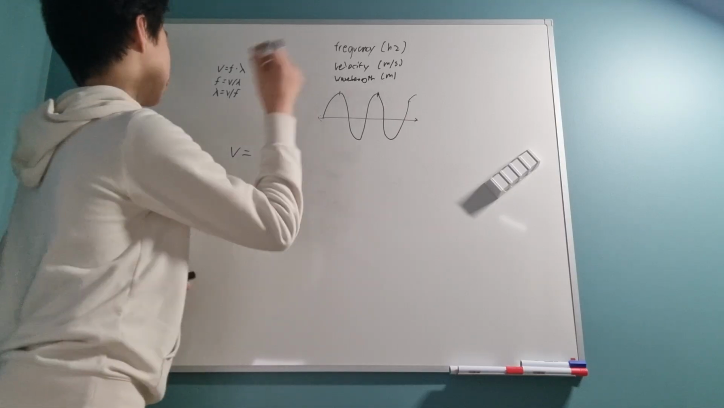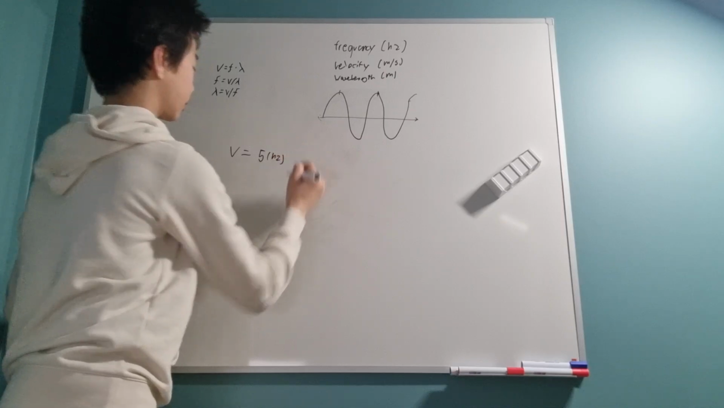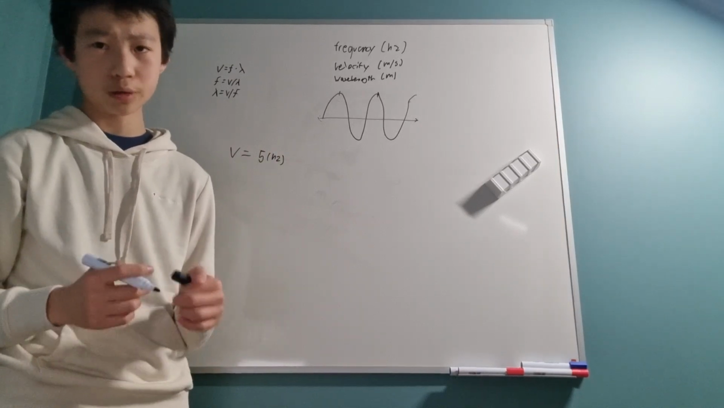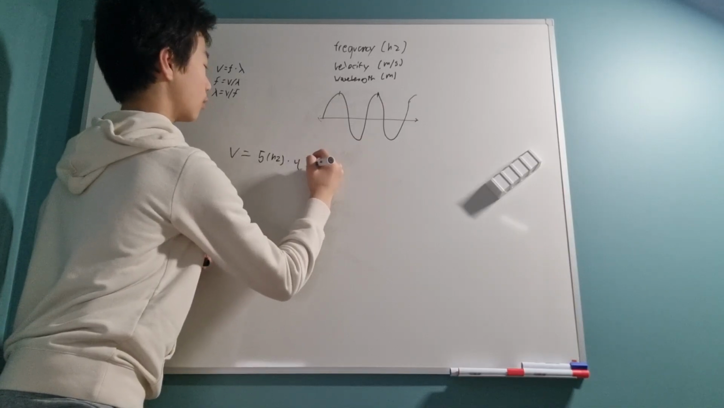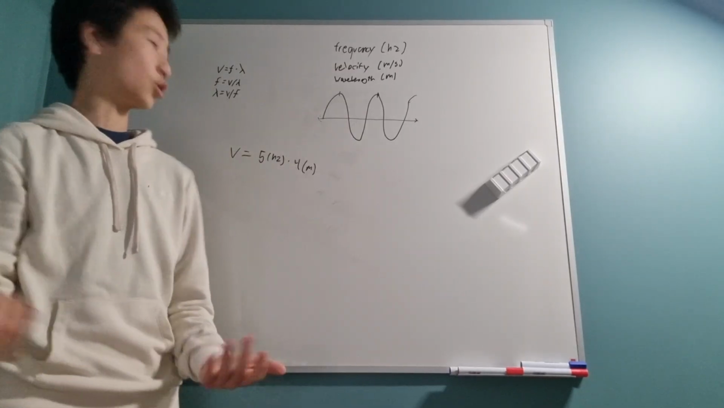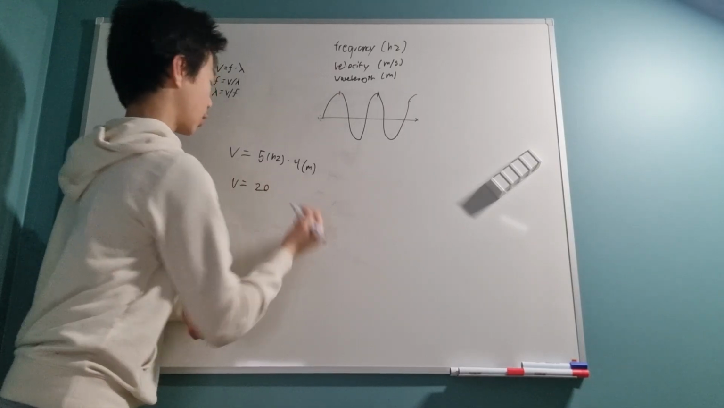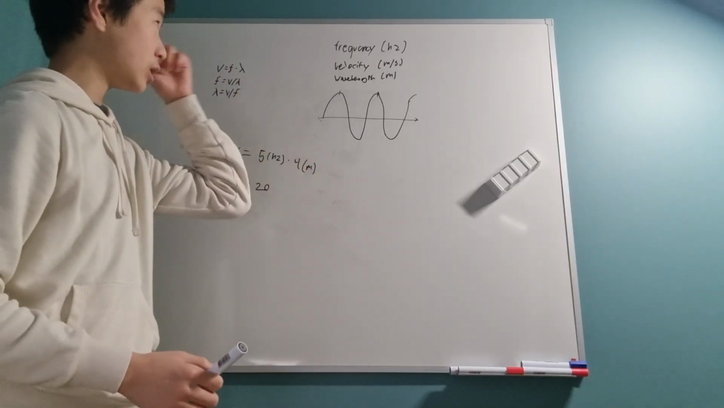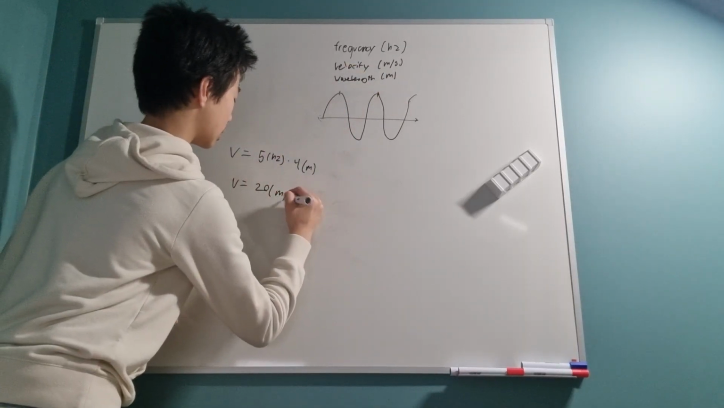So assuming that the frequency is 5 in terms of hertz, and the wavelength is going to be, let's say, 4 meters. So what you do here is you just multiply. So v equals 20, and you also need to remember what unit we're using for this. And as you see, for the velocity it's meters a second, so we write 20 meters a second.